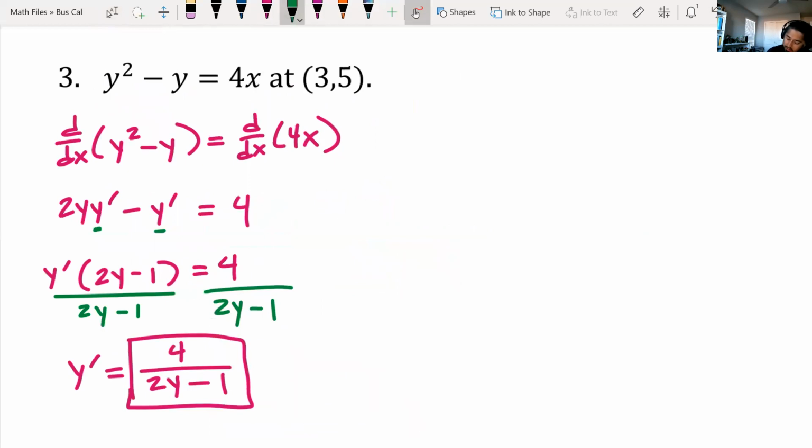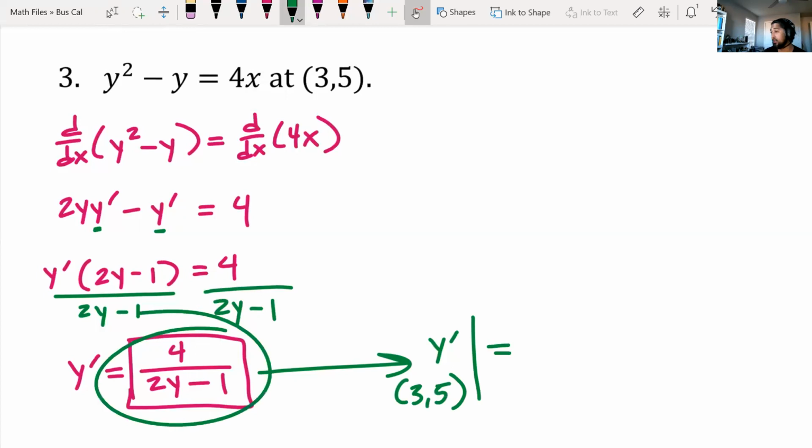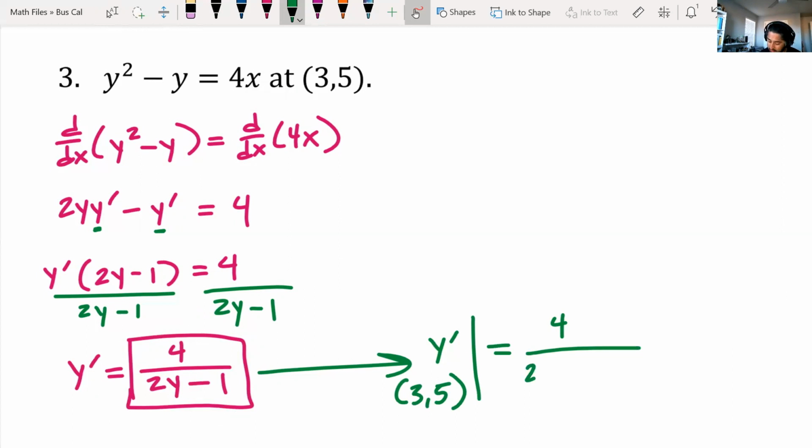And now we just have to evaluate it at the point (3, 5). Now, do I have any x's in this implicit derivative? No, actually, no x's, which means we don't have to plug in 3. The only thing we have to do here is plug in 5. And that'll be 4 over 10 minus 1, so 4 over 9. There you go.